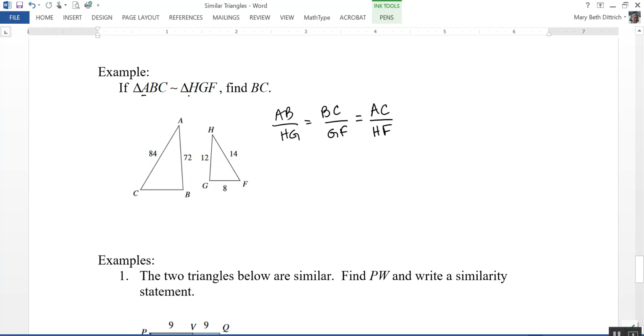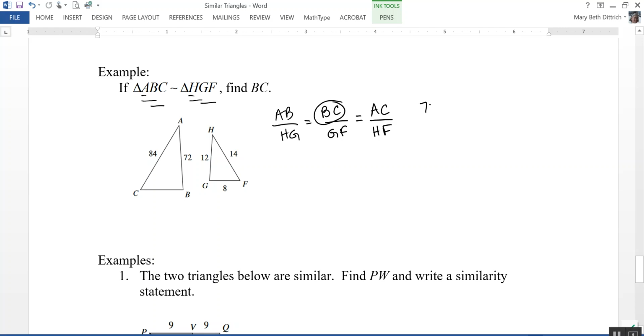Angle A has to be congruent to angle H, and the ratio of AB over HG has to be the same as the ratio of BC over GF. So sometimes just looking at the letters can be a little bit easier. So what is it we're trying to find? We're trying to find BC, so I have to use that ratio there. And I can use either one of the others. So I think I'll use the first one.